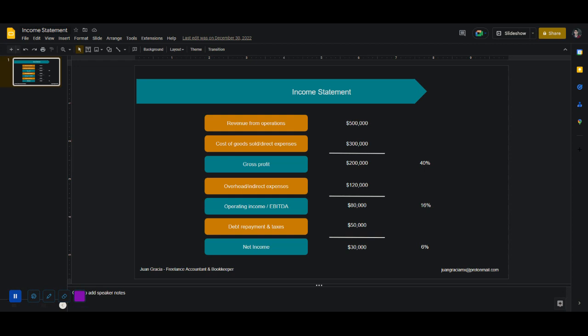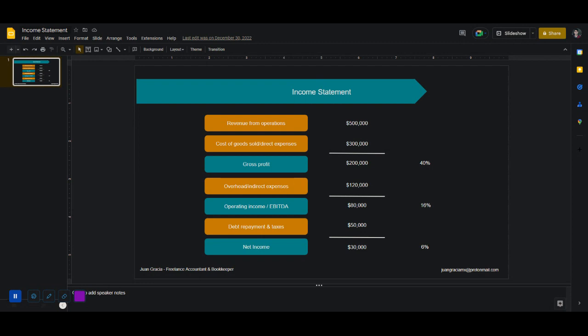So first, at the top, we're going to have our revenue from the core business operations. You have other types of revenue, such as interest that you earn in an interest-bearing account. Maybe the sale of some old equipment that you did. You're going to have other types of income, or maybe an employee paying back a loan to the company. Those are not a product of your core business operations, so they're not going to be included here. This is only for your core business operations.